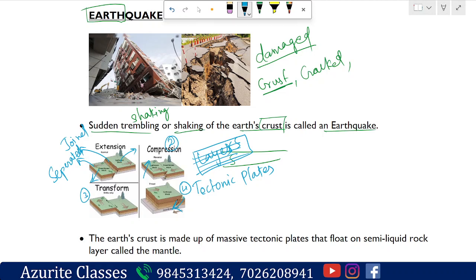If you see here in the photo, this road is cracked. Some movement like this has happened. It has moved away, and there is one crack. This crack is what we call a fault.